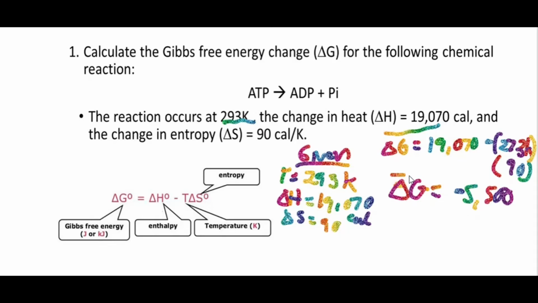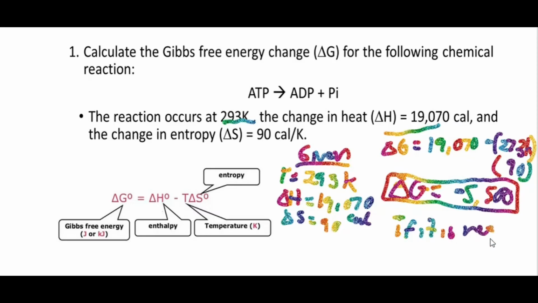So now that we have the Gibbs free energy, let's determine if the equation is spontaneous or not. So, since this is negative, it's non-spontaneous. So if it is negative, then it is non-spontaneous.